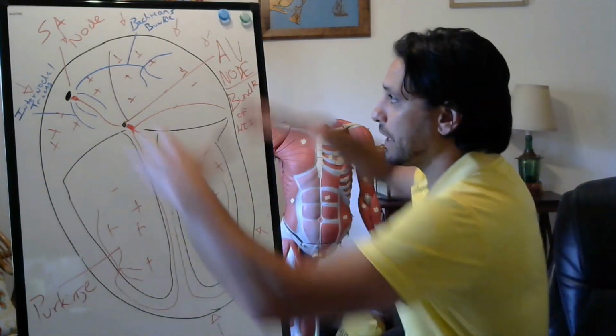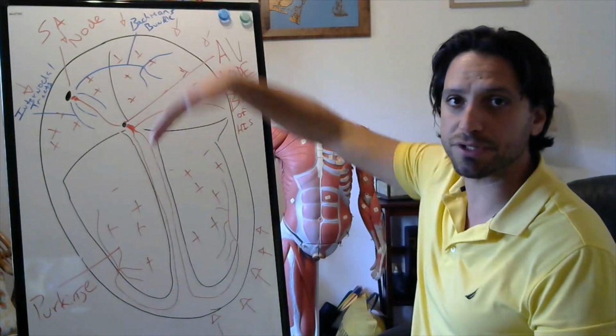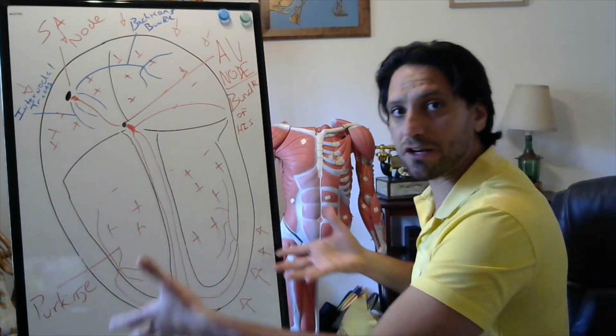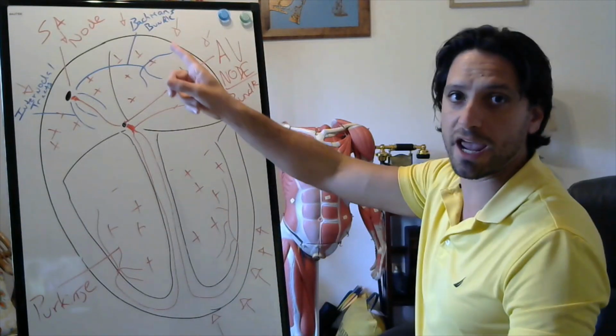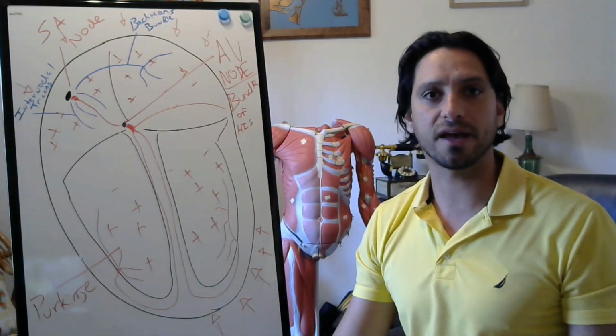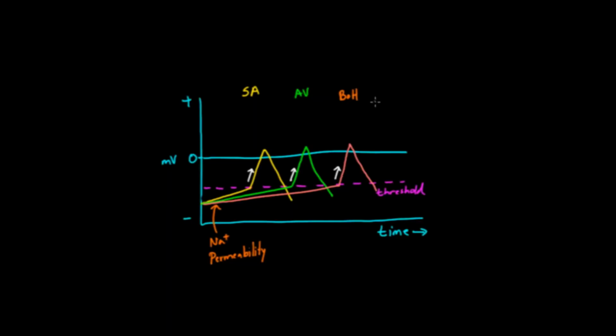Interestingly enough, when atriums contract, depolarization occurs, comes down, then ventricles contract. During this contraction, the atriums are actually repolarizing, okay? And we'll talk about that in the ECG wave.